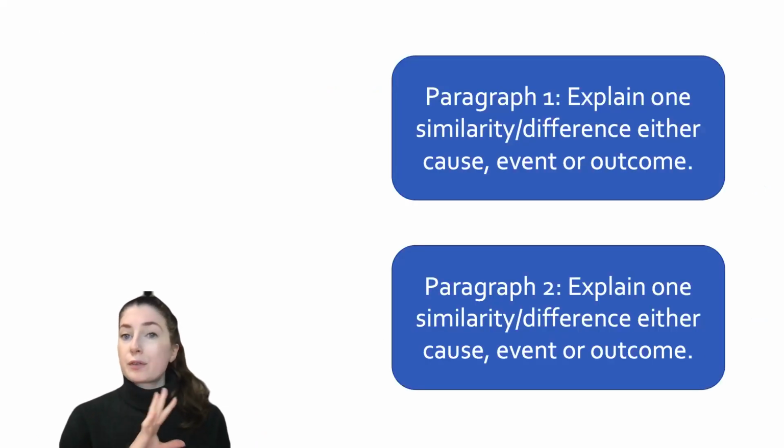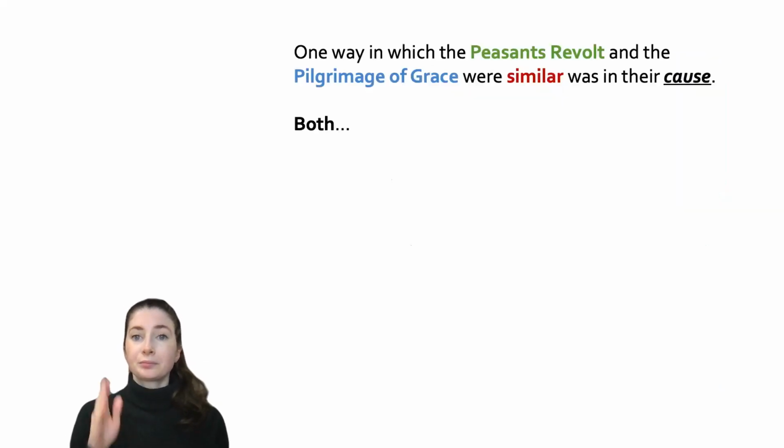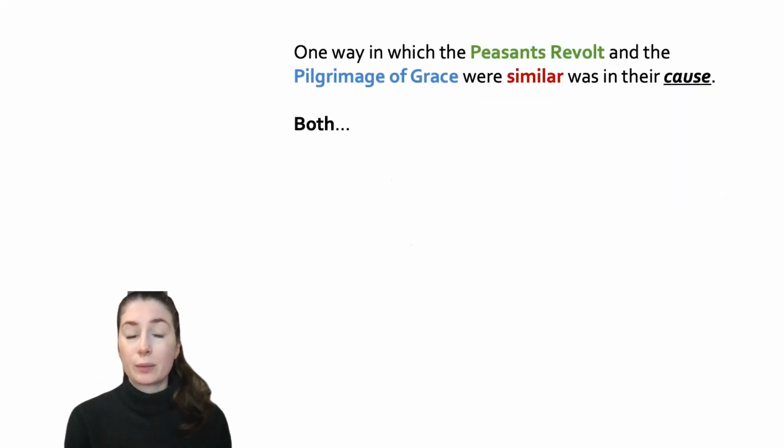So 2 paragraphs, one of them will explain cause, event, or outcome. The other one will explain cause, event, or outcome, but they're not going to replicate each other. So if you do cause in the first one, you need to do event or outcome in the second one. Okay, so how do we actually write the paragraph?